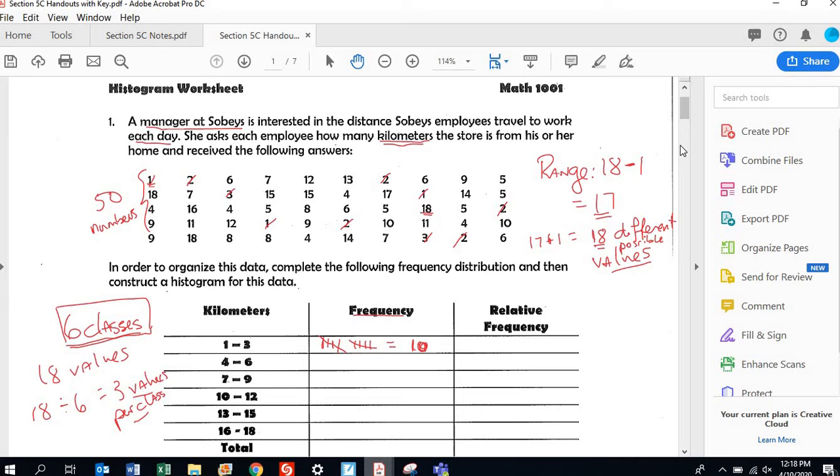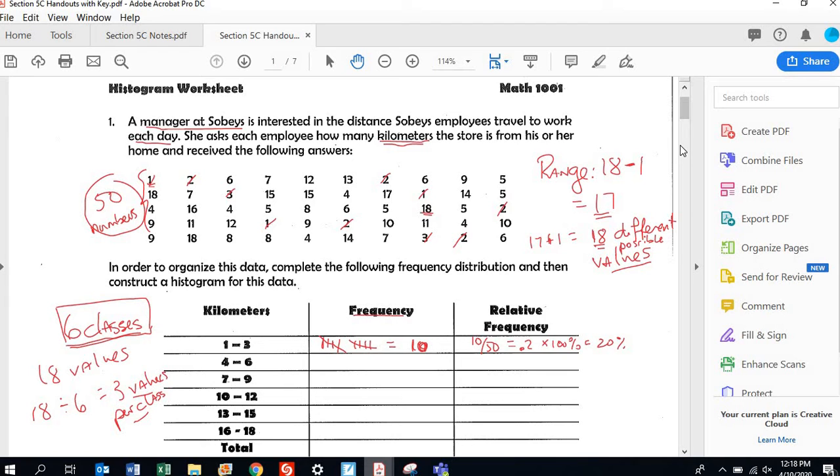So how do we do relative frequency? Well, how many numbers are there? There's 50 total numbers. So how do we do relative frequency? We take 10 over 50, right? 10 divided by 50 is 0.2. And then if we multiply that by 100%, we get 20%. Okay?